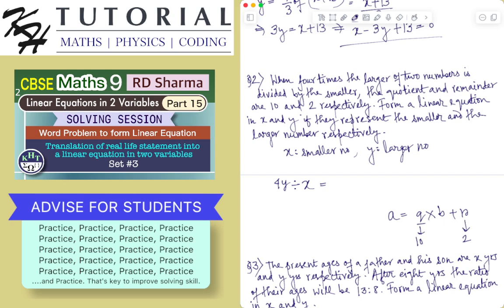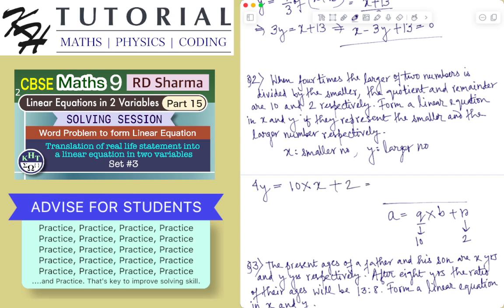Okay, so obviously in this, a is the larger number and b is the smaller number. So we must have the larger number. Now remember that we are dividing 4 times the larger by the smaller number. So we must have 4y, where y is the larger number. 4y should be equal to the quotient, which is 10, multiplied by the smaller number, which is x, plus the remainder, which is 2.